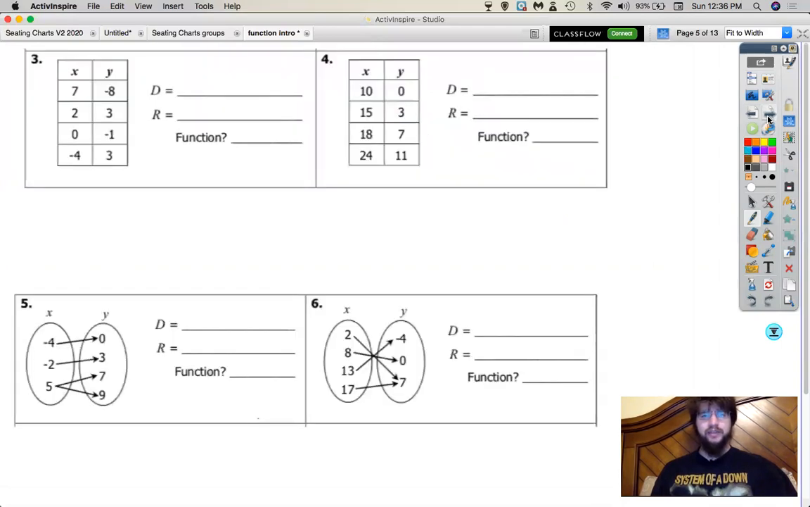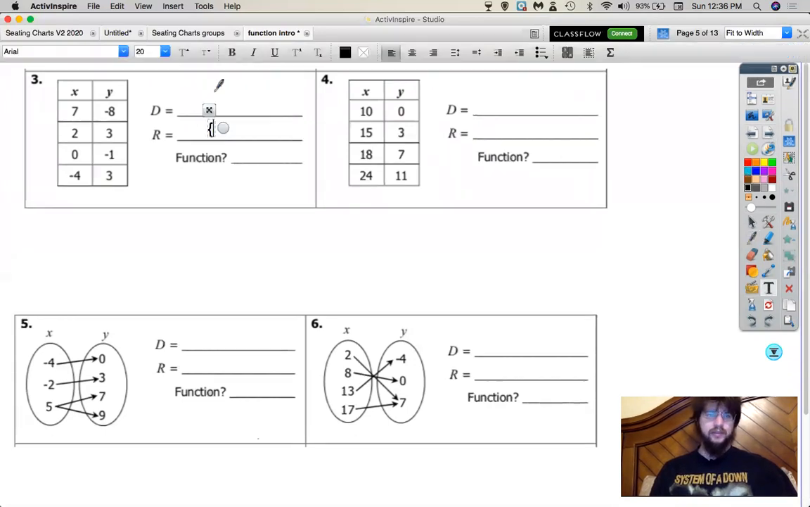And we can represent it in different ways. I'll do one of each of these. So in this one, these are discrete, by the way, since we only have individual points. We don't have a continuous graph to look at.